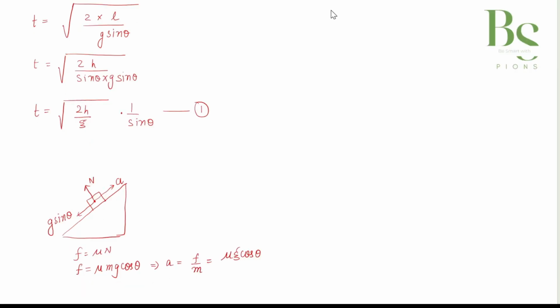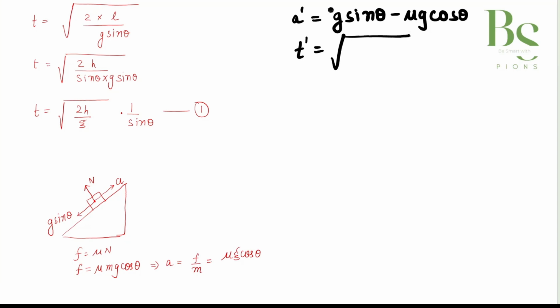Now the net acceleration of the block on the rough inclined plane will be our A dash, and that will be equals to how much? G sin theta minus mu g cos theta. This will be our net acceleration, right? Now we can find the time period again. So what will be the time period of fall in rough inclined plane? It will be t dash, and using the same expression it will be root under, how much it will be?